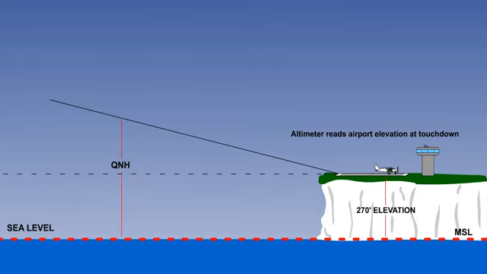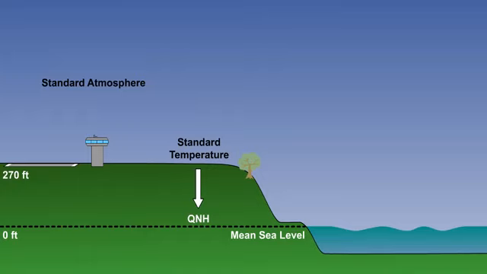You'll remember that we defined QNH as the subscale setting that will cause the altimeter to read the airport elevation when the aircraft is at touchdown. We also said that, broadly, it gives a pilot his altitude above mean sea level, but that is not the correct definition because of the possibility of temperature errors. The definition to be used is always the one we have just given. Let's see why there's a difference.